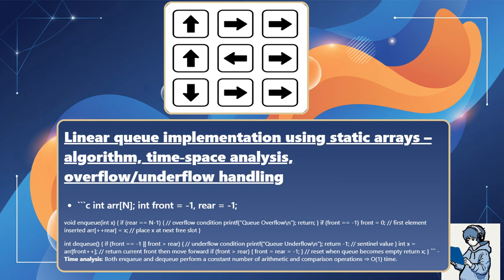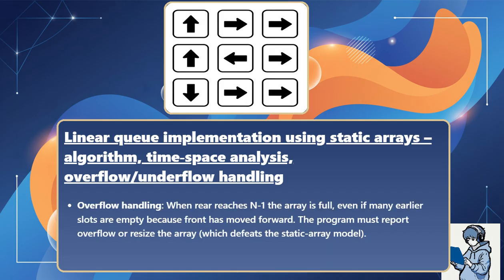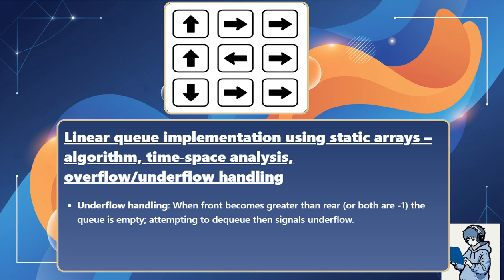Time analysis: both enq and dq perform a constant number of arithmetic and comparison operations, which is O(1) time. Space analysis: the array occupies n cells, regardless of how many elements are actually stored, which is theta of n space. Overflow handling: when rear reaches n-1 the array is full, even if many earlier slots are empty because front has moved forward. The program must report overflow or resize the array, which defeats the static array model. Underflow handling: when front becomes greater than rear or both are -1, the queue is empty. Attempting to dequeue then signals underflow.